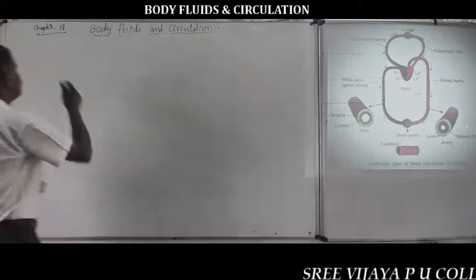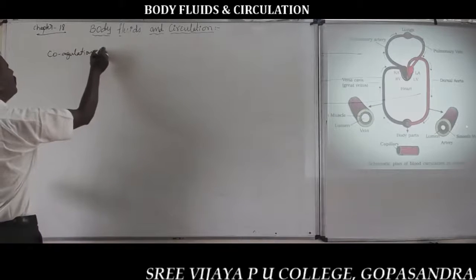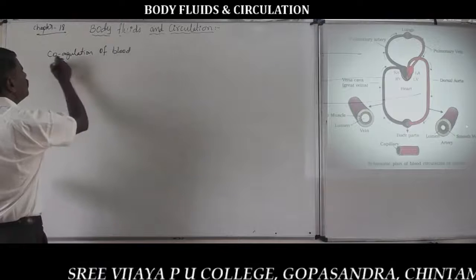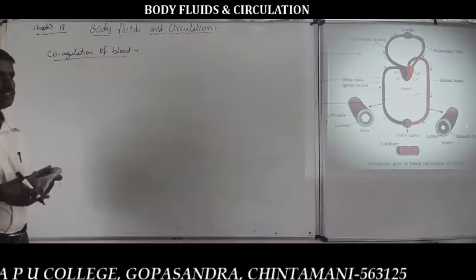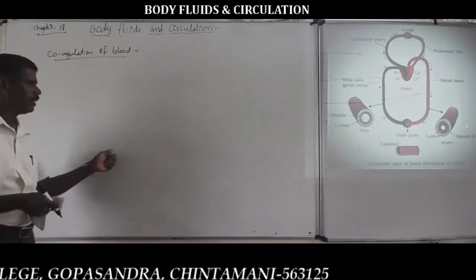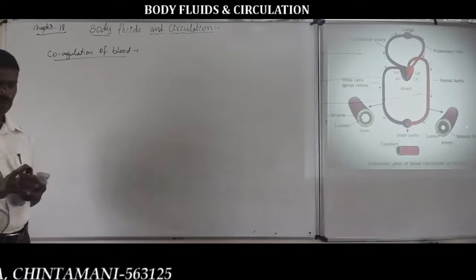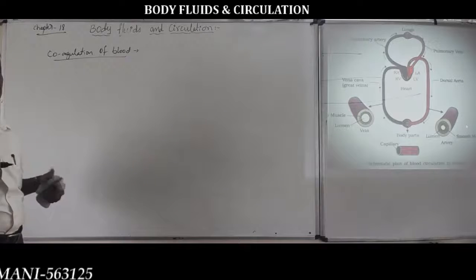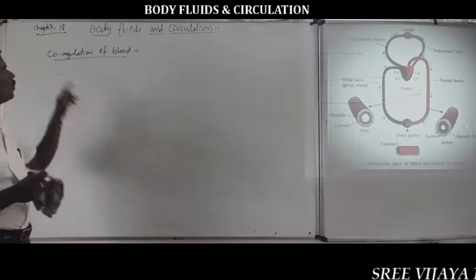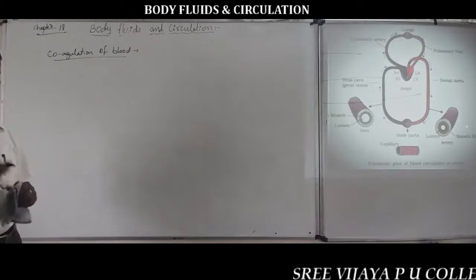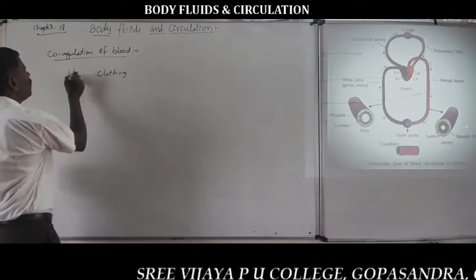So next, coagulation of blood. Previously we discussed that clotting of blood is a boon to living organisms, which helps prevent overbleeding of blood. So coagulation of blood is nothing but blood clotting.